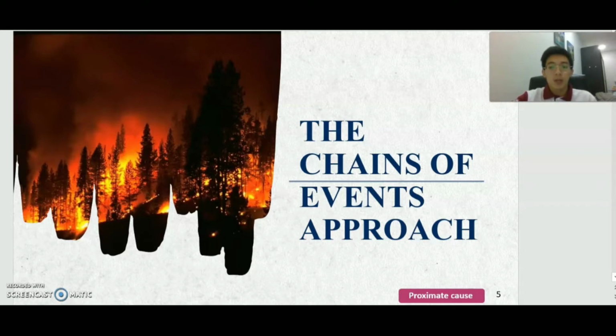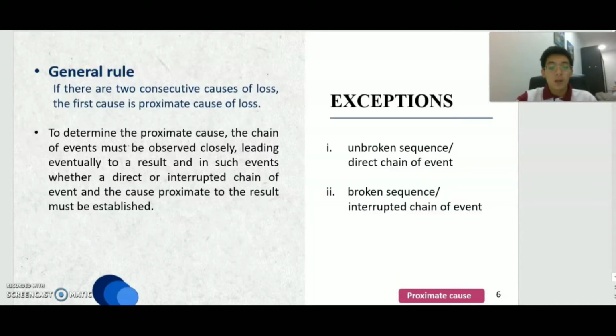My part for our group assignment is the chance of events approach, which is under the general principle of our group assignment, proximate cause. So normally, if there is only one cause of loss which results in the happening of the loss, the insurer will be liable for the loss, if the cause is covered or is the insured peril in the policy between the insurer and the insured.